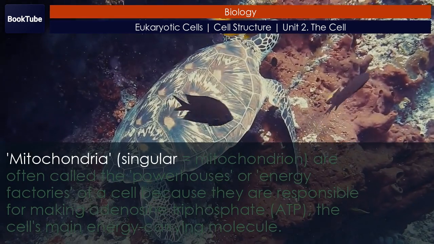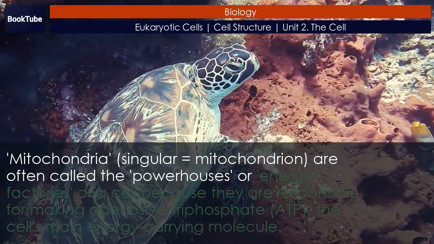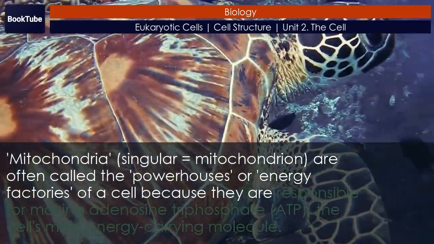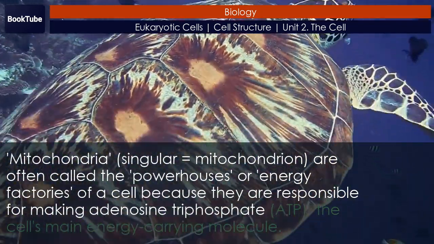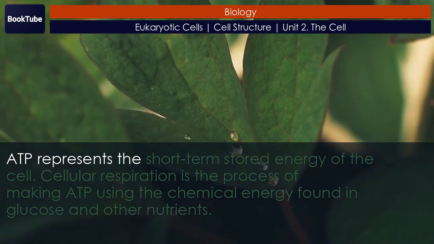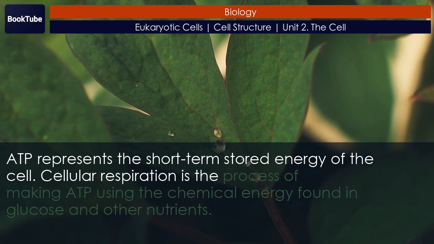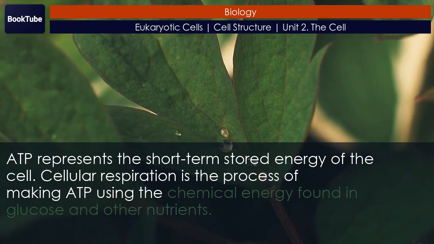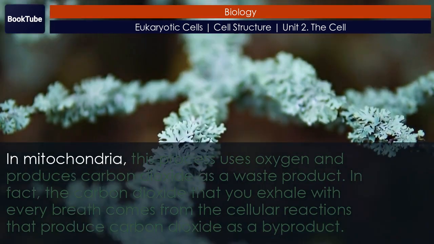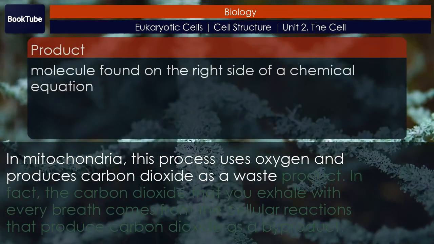Mitochondria. Mitochondria, singular mitochondrion, are often called the powerhouses or energy factories of a cell because they are responsible for making adenosine triphosphate, ATP, the cell's main energy-carrying molecule. ATP represents the short-term stored energy of the cell. Cellular respiration is the process of making ATP using the chemical energy found in glucose and other nutrients. In mitochondria, this process uses oxygen and produces carbon dioxide as a waste product.